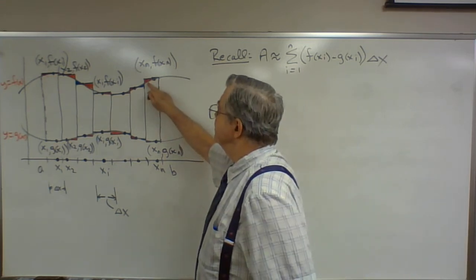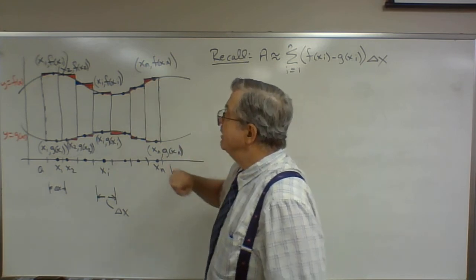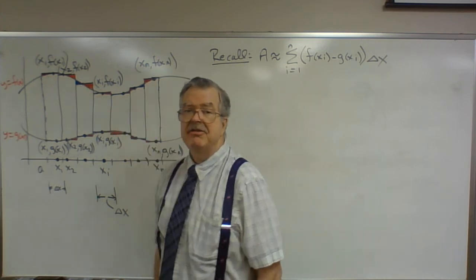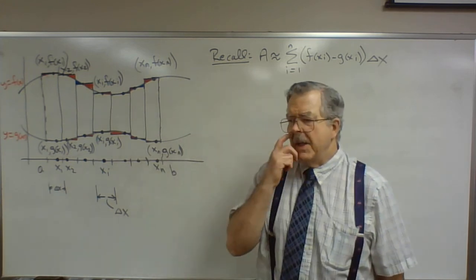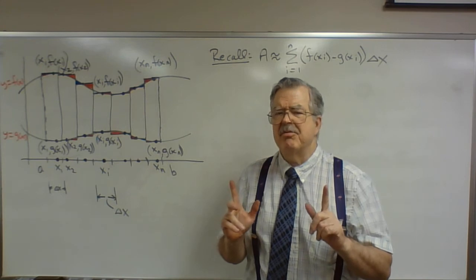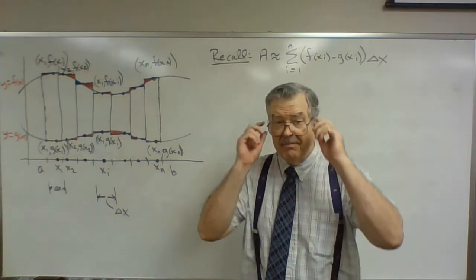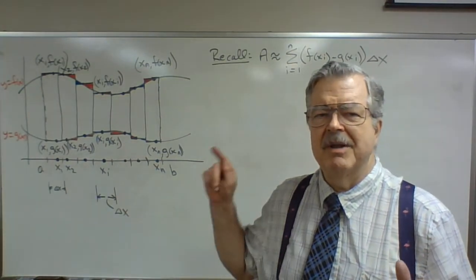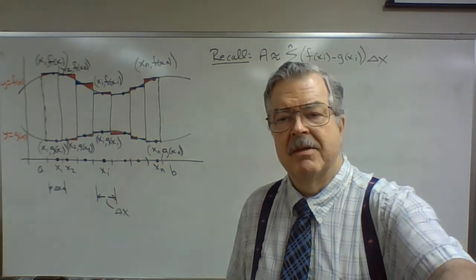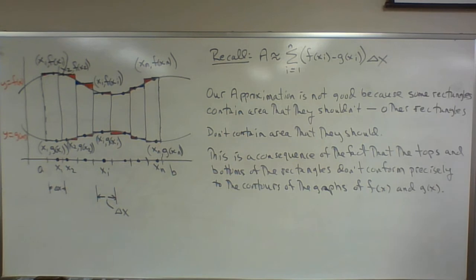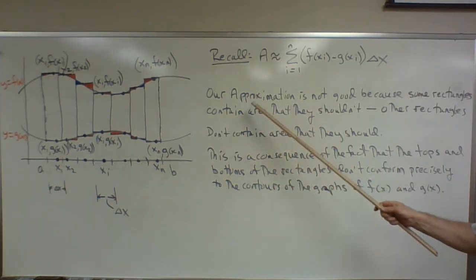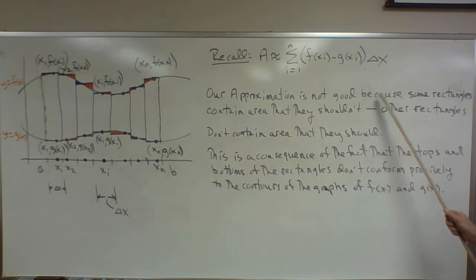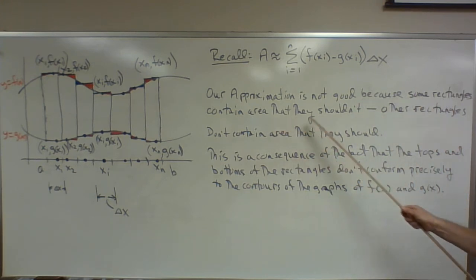A lot of the rectangles contain area that they shouldn't, and some of the rectangles don't contain area that they should. And I can identify part of the problem, and I'm going to write out what I think part of the problem is. I'm not going to talk about a solution. I'm just identifying the problem here. Here's our observation. Our approximation is not good because some rectangles contain area that they shouldn't. Other rectangles don't contain area that they should.